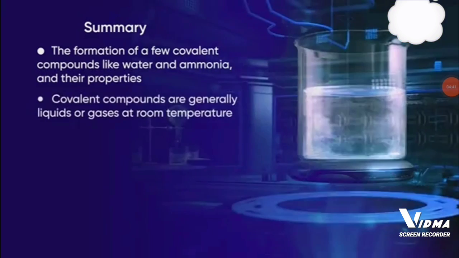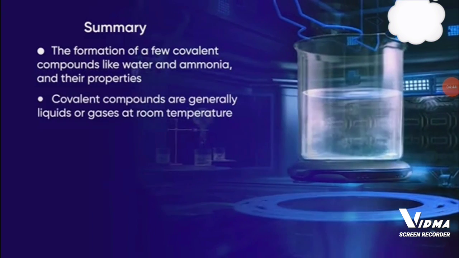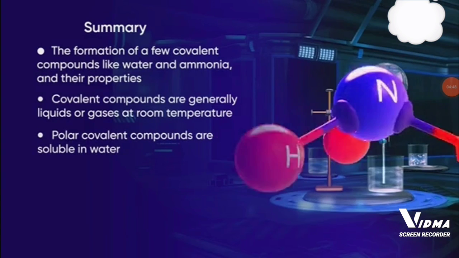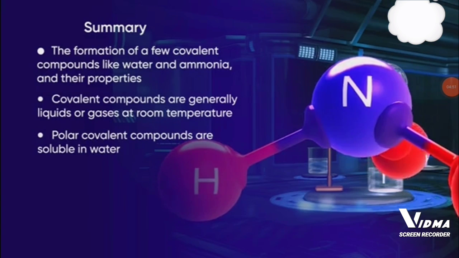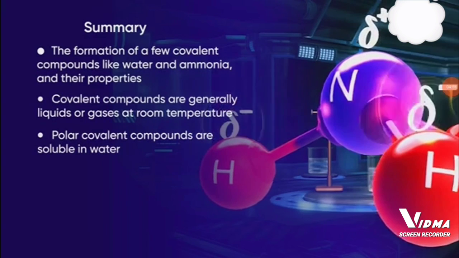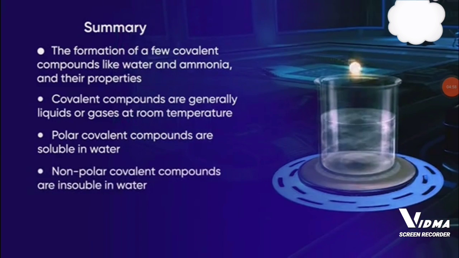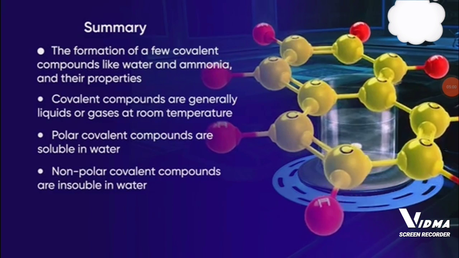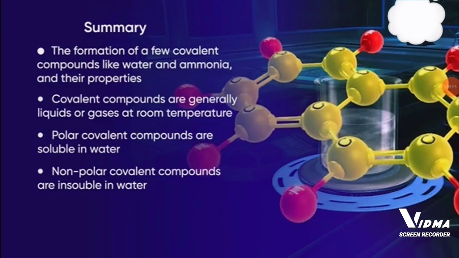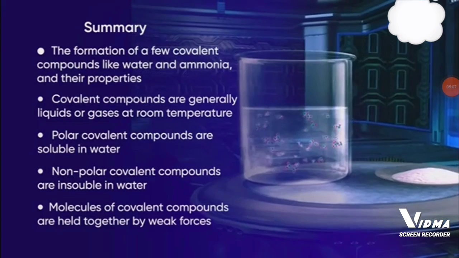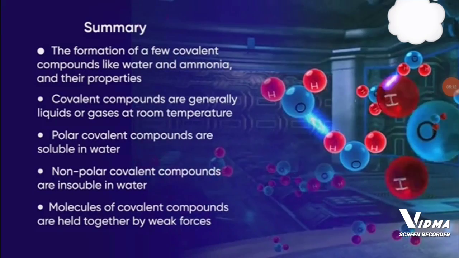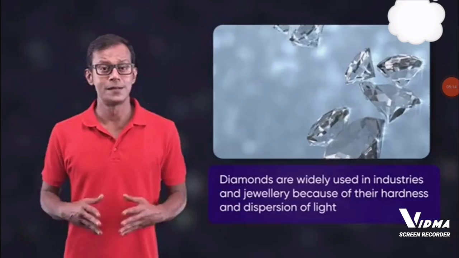To summarize, we have studied the formation of a few covalent compounds like water and ammonia and a few of their properties. Covalent compounds are generally liquids or gases at room temperature. Polar covalent compounds like ammonia, in which there are partial positive and negative charges in the molecule, are soluble in water. However, non-polar covalent compounds like naphthalene remain insoluble in water. Molecules of a covalent compound such as water are held together by relatively weak forces.